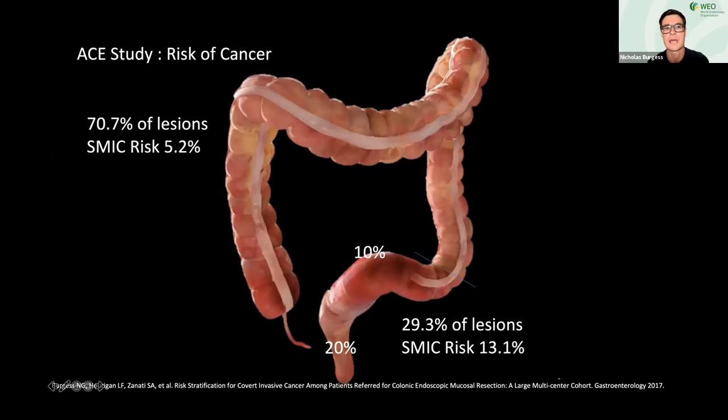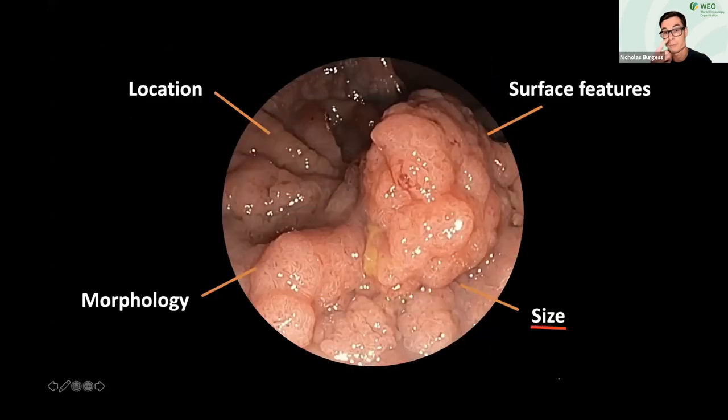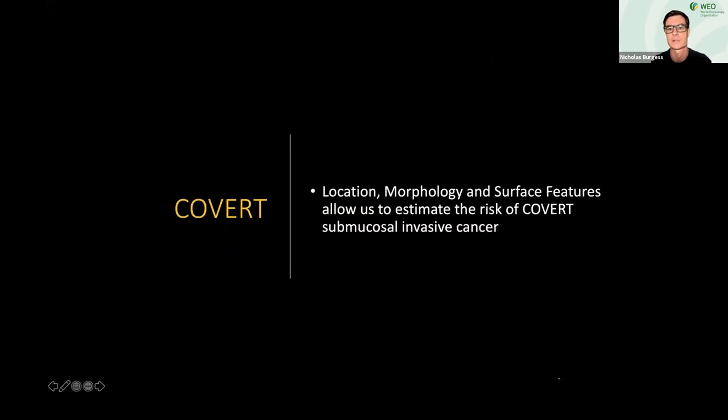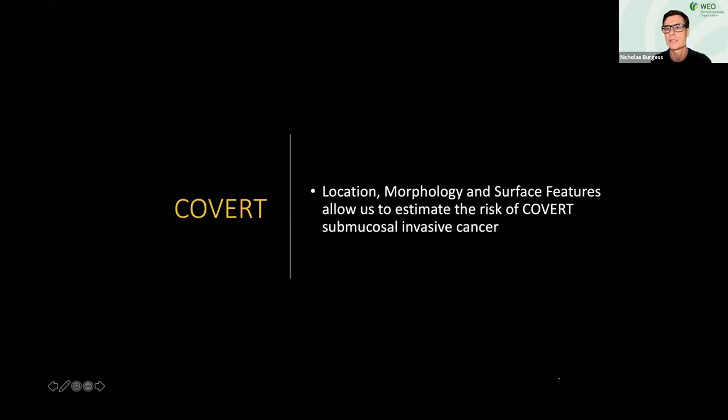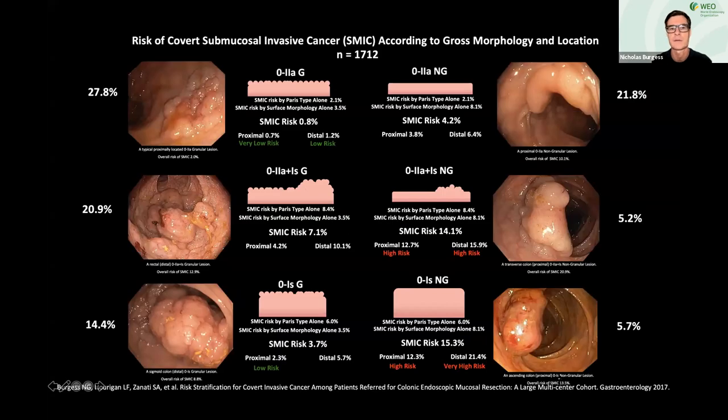So this is data from the ACE study. Lesions that are proximal to the sigmoid colon have a risk of cancer of around 5% overall. And in the sigmoid colon or rectum, that goes up to around 13%. So location is very important in assessing the risk of submucosal invasion. The next thing is surface features and morphology. And we know that these things, along with location, give us a really good way of deciding how much risk of submucosal invasion there is in each lesion.